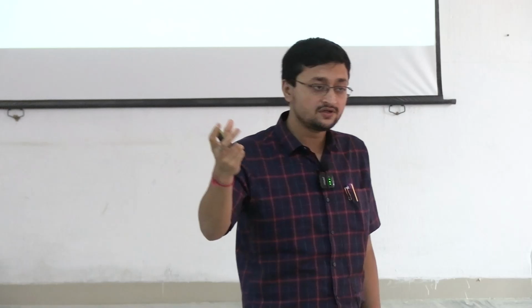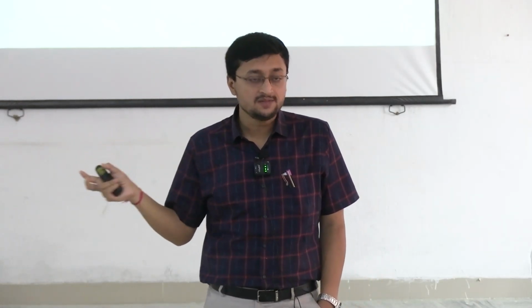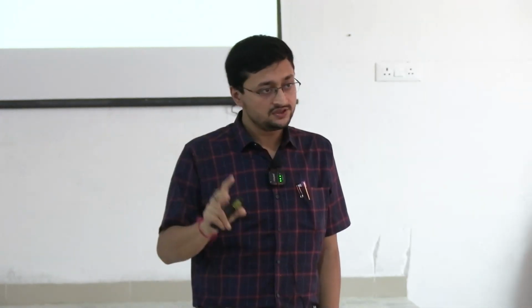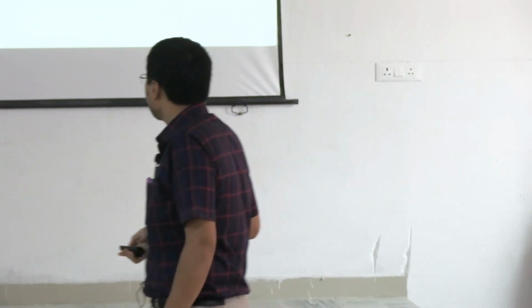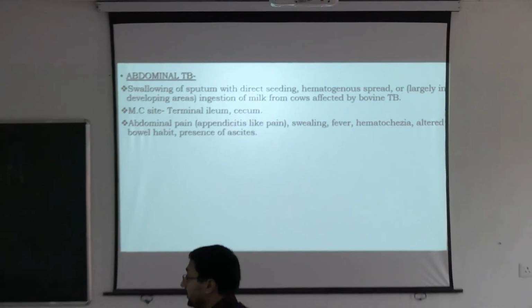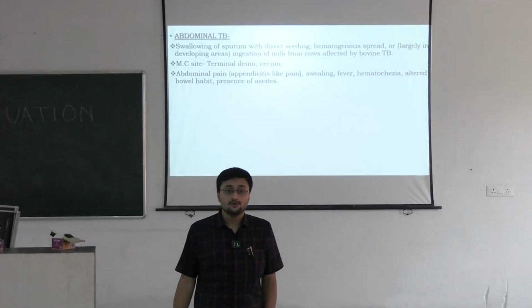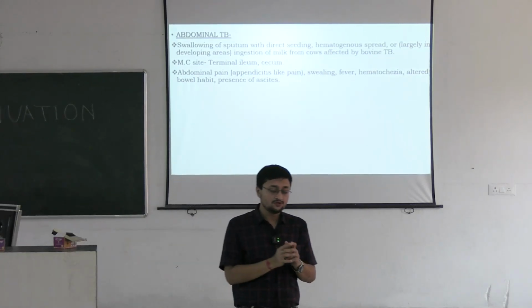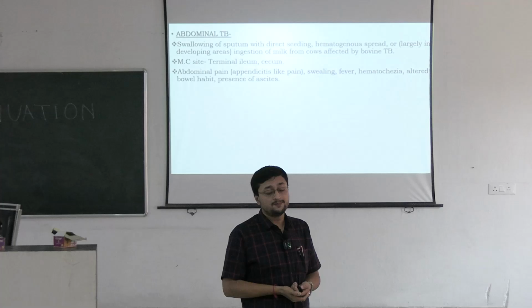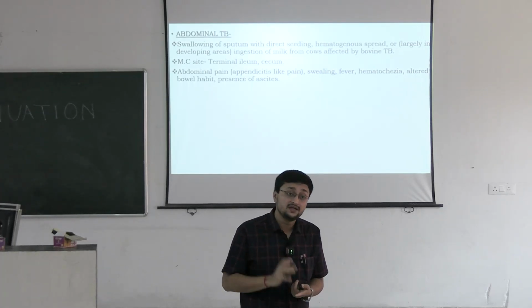So the tubercle bacilli can easily reach there and proliferate, followed by hematogenous dissemination. Abdominal tuberculosis: the most common sites are the terminal ileum and cecum, and the most important symptom for diagnosing abdominal tuberculosis is abdominal pain.